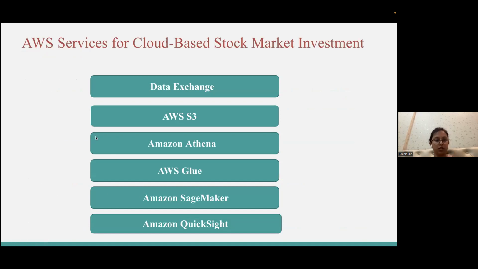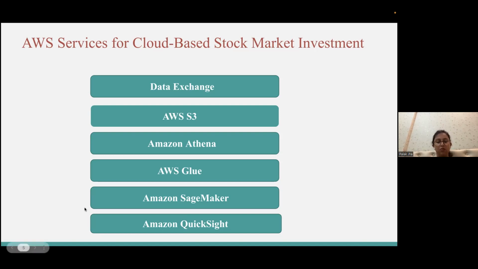Then some of the AWS services that are required for cloud-based stock market investment. The first one is Data Exchange. Using Data Exchange, we get our historical price data. The second one is Amazon S3. It stands for Simple Storage Service. It is used to store the price data files, analytics files, log files, and screenshots that you might require during implementation. Then we have Amazon Athena. Amazon Athena is used to write queries in order to access the files that are stored in Amazon S3, and using Amazon Athena, we can also analyze the data.